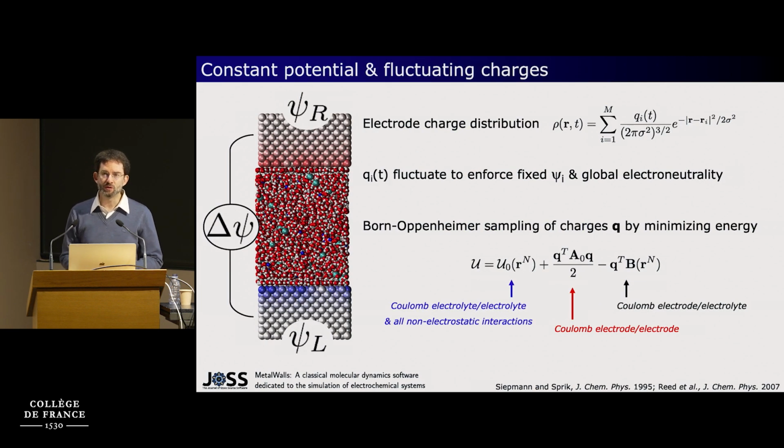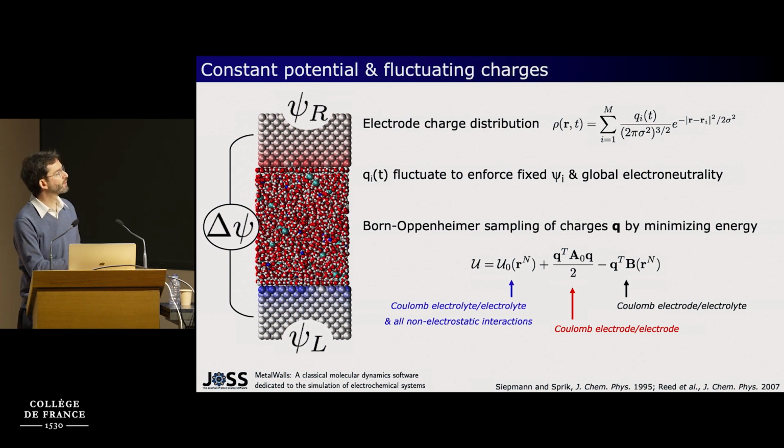So in a nutshell, the way this works is to assign to all the electrode atoms a charge which has a Gaussian distribution, because it's not completely localized on the position of the electrode atoms. It's rather diffuse inside the metal.